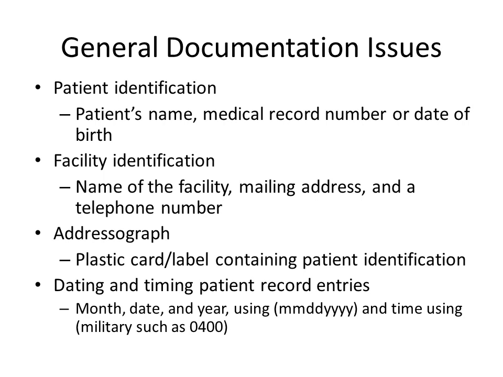Now, how is most of this done? By way of an addressograph. An addressograph is basically a plastic card or a label that contains patient identification or facility identification. It is usually used by way of an addressograph machine, and basically it imprints the information on the report for you. The plastic card looks just like an actual credit card, except the difference is the patient information is already there.